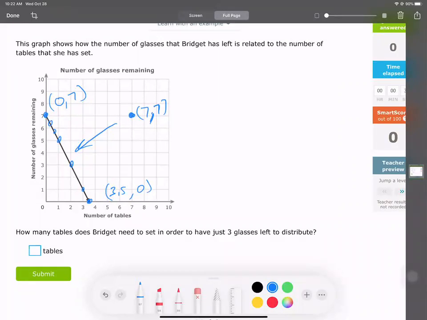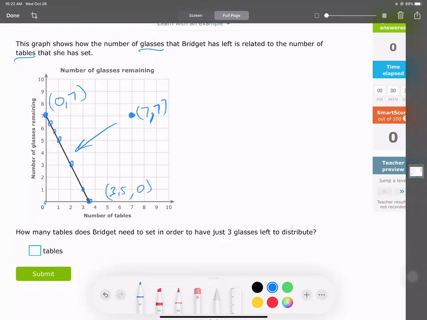Now what's the situation? Let's go ahead and read. The graph shows how the number of glasses that Bridget has left is related to the number of tables that she has set. So glasses, I was thinking about maybe her eyeglasses, but when she said table, I'm thinking, oh, these are like water glasses or wine glasses, okay? And Bridget has to set this table, so maybe she works at a restaurant or a convention center, or maybe this is someone's quince, and they're setting up for the party. So Bridget has to set up glasses based on number of tables she has set.